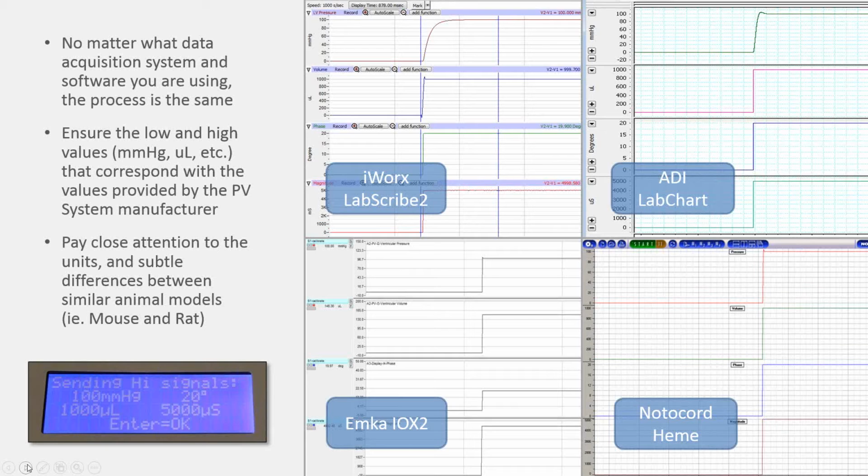This sanity check is especially useful in labs where people share a PV system. There may be various setups for mice and rats, or somebody may have altered the system. The message is you don't want to go to work and collect data with a saved file that is no longer correct.